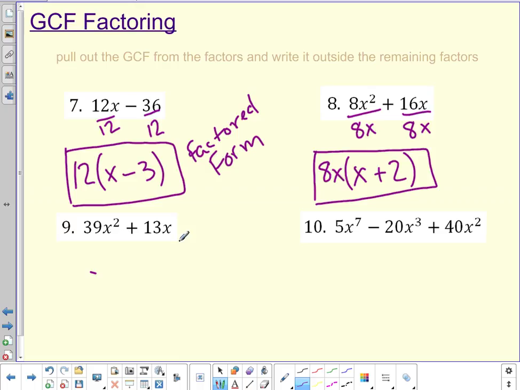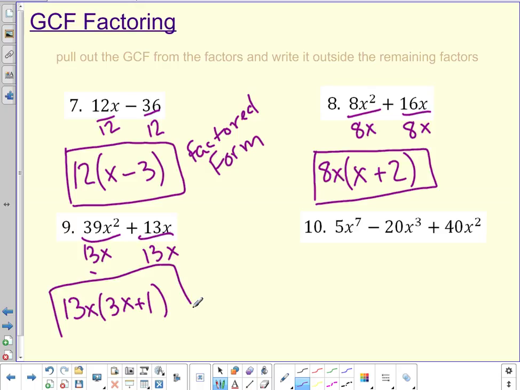39x squared and 13x, still have a factor of x, and now I also have a factor of 13. So I can take out a 13x from both. When I divide 13x out, that's my GCF out front, and what's left over behind that is a 3x plus a 1. I have to write that 1 there, otherwise my whole term would get lost. So 13x divided by 13x is 1. That's what I leave there.